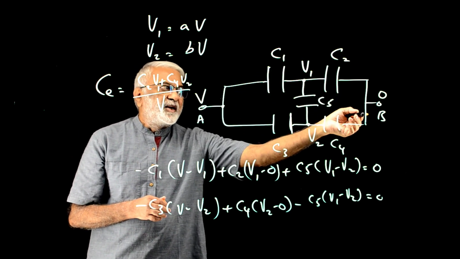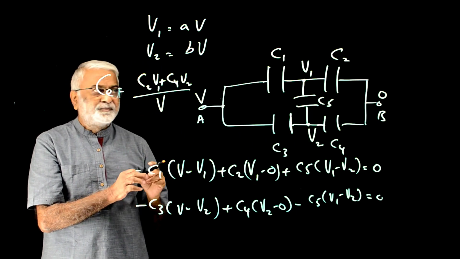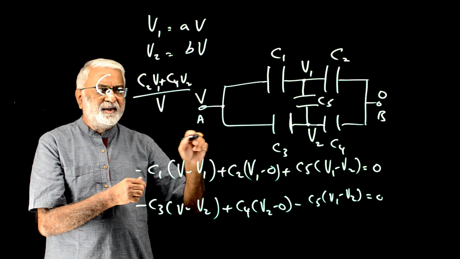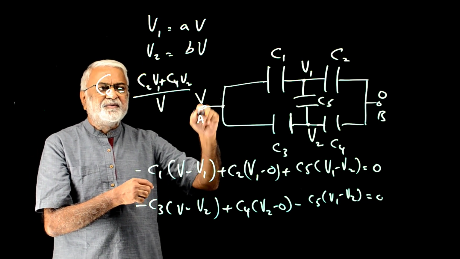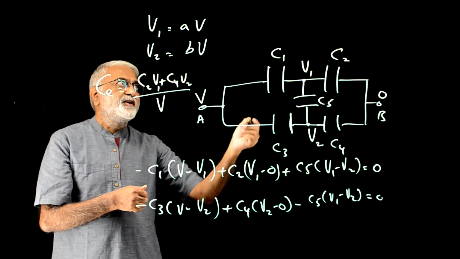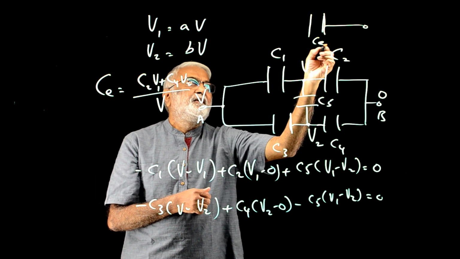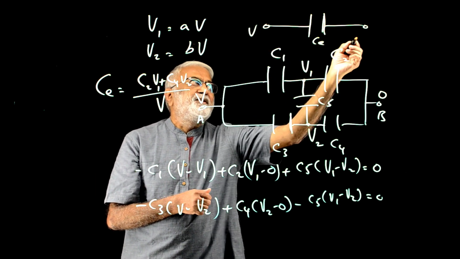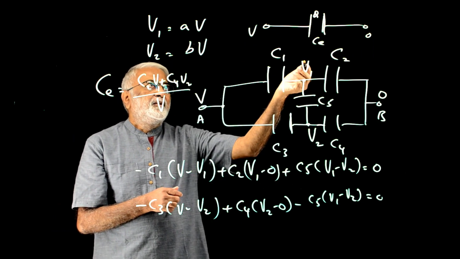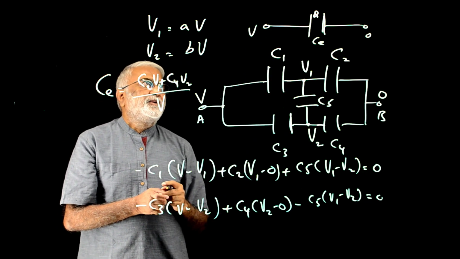So if you treat this as a black box of capacitors, but we do not know how they are arranged, imagine applying a potential between A and B and find the charge that flows through A. The ratio of that charge to the potential difference is the equivalent capacitance between A and B. Say this is the equivalent capacitor and the potential difference is V. If I know this charge Q, what do we know here? Q is V into CE, right?